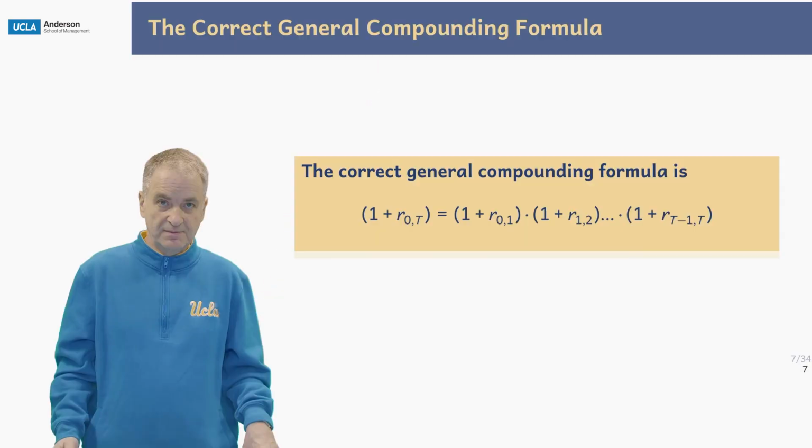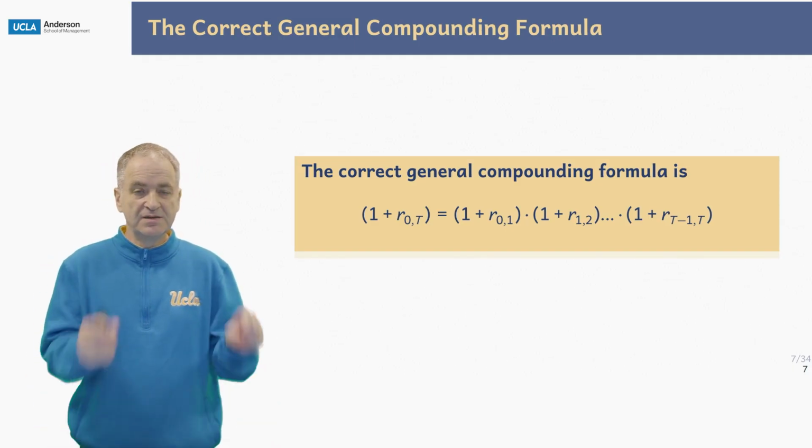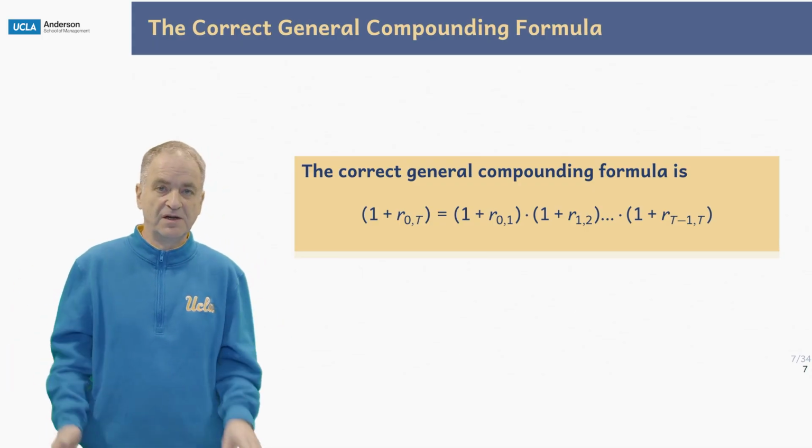Hello, wake up. This was not the correct formula. Pay attention. You have to catch my errors. Don't trust anyone over 30. Certainly don't trust your professors. I'm notorious for errors, but no matter what I do, you should be skeptical. The correct general compounding formula is 1 plus r equals all the others, 1 plus r multiplied.